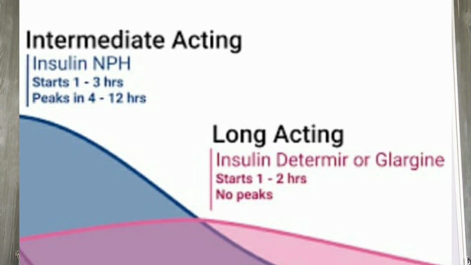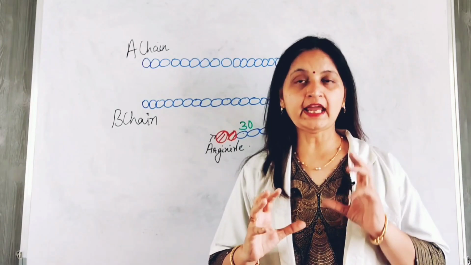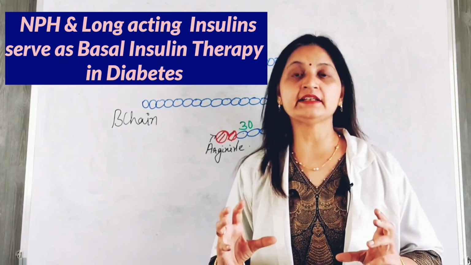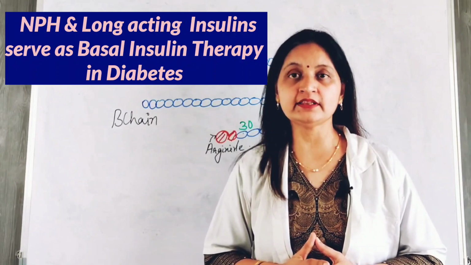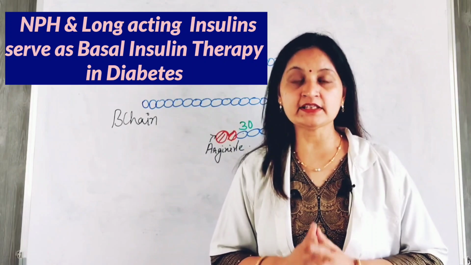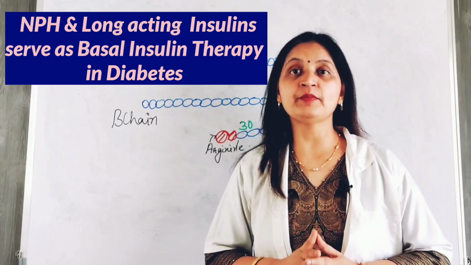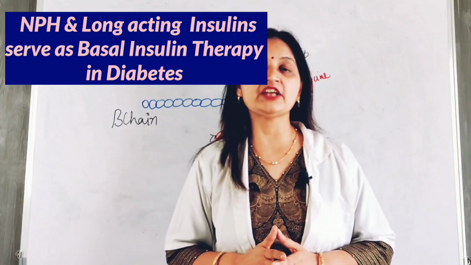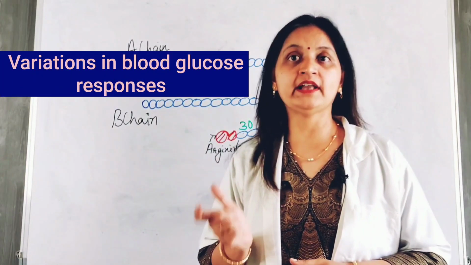It starts in 1 to 3 hours and the peak effect occurs in 4 to 12 hours. Whereas long-acting insulins start in 1 to 2 hours but the duration of action is prolonged. It is approximately 24 hours, and for degludec, it is even more than 42 hours. So both NPH insulin and the long-acting insulins serve as basal insulin therapy for the management of diabetes. NPH can be administered subcutaneously twice daily, and it helps to maintain the blood glucose level in the normal range in between meals and overnight.